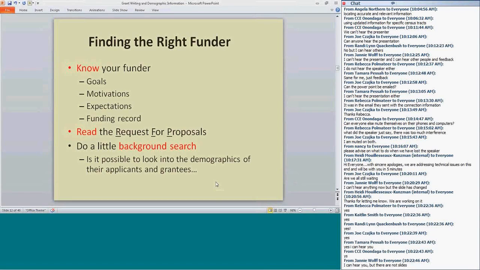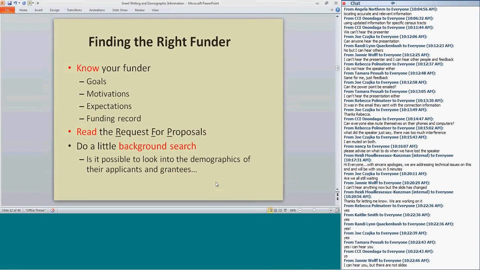In finding the right funder, it's really important to do some background research. What are their goals, their motivations? And I encourage you really to take some time, even though it requires time, to do that, and even find out what their funding record is. For example, if it's going to require a huge, huge process and they only fund a few people, is it really worth the trouble of going through it? Of course, read the request for proposals. That should be obvious, but sometimes we don't take the time to do the details that we need to do.